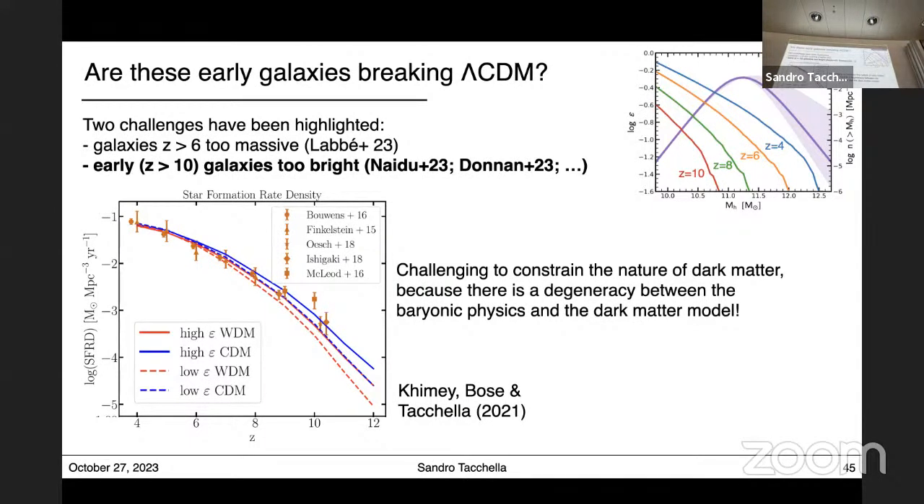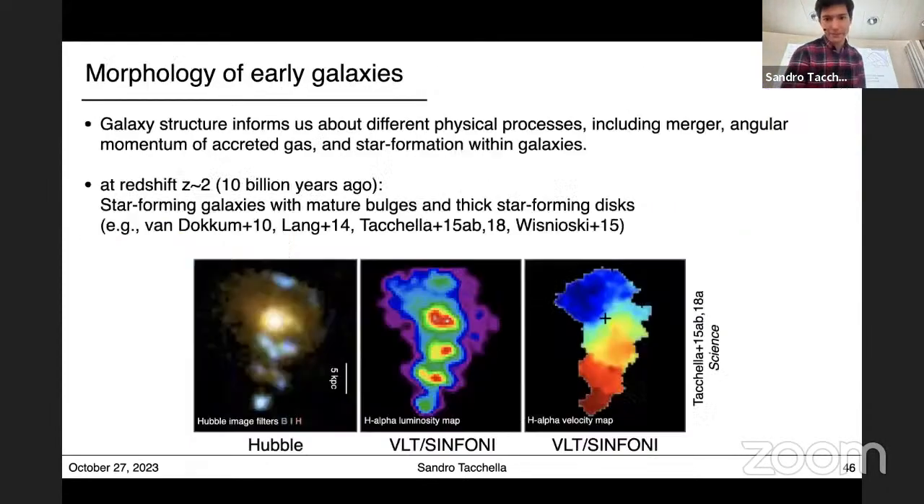And not too surprisingly, there's this very strong degeneracy between the baryonic physics and the dark matter model. We can change to a warm dark matter cosmology and just increase the star formation efficiency and get the same cosmic star formation rate density as with a cold dark matter universe where we have less efficient star formation. And this is shown here, and it basically just highlights that before we claim to break Lambda CDM, we should really understand the baryonic physics.